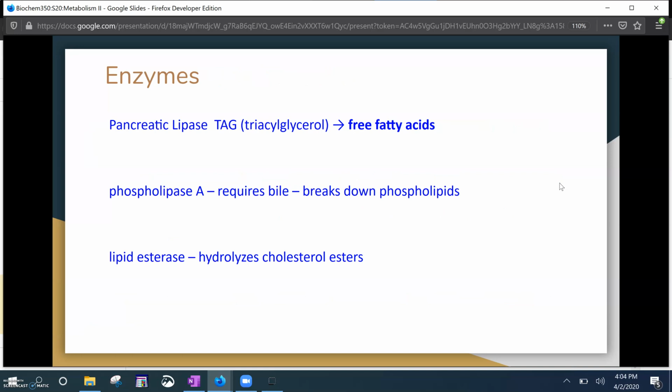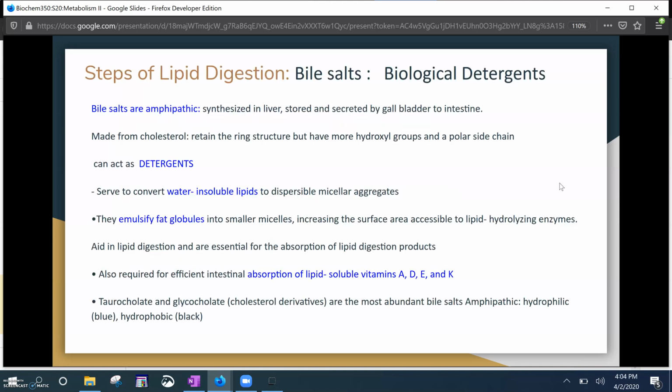So there are 3 enzymes involved. Pancreatic lipase, or triacylglycerol lipase, breaks triacylglycerols into fatty acids. Phospholipase A, which requires bile, breaks down the phospholipids. And lipid esterases hydrolyze the cholesterol esters. So these are the 3 enzymes that we're going to have to know.